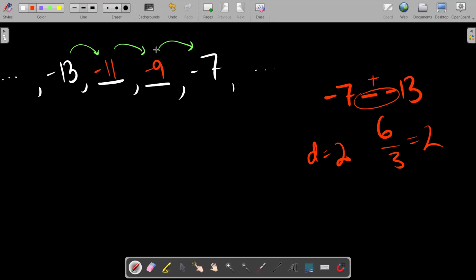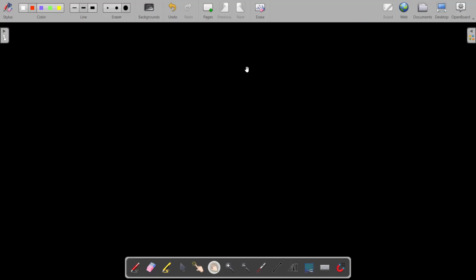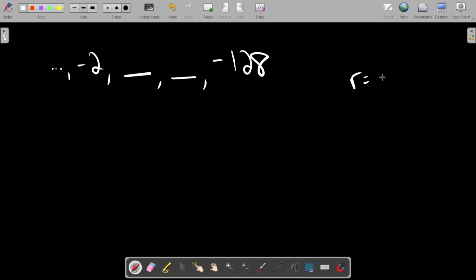Got that? Okay, on the bottom half, we're doing geometric. And Zach, and some others of you, I think, cracked the code. So for an example of a geometric, I'll just use the first one. So we have -2, blank, blank, -128. We know that whatever R comes out to be, it has to be positive.